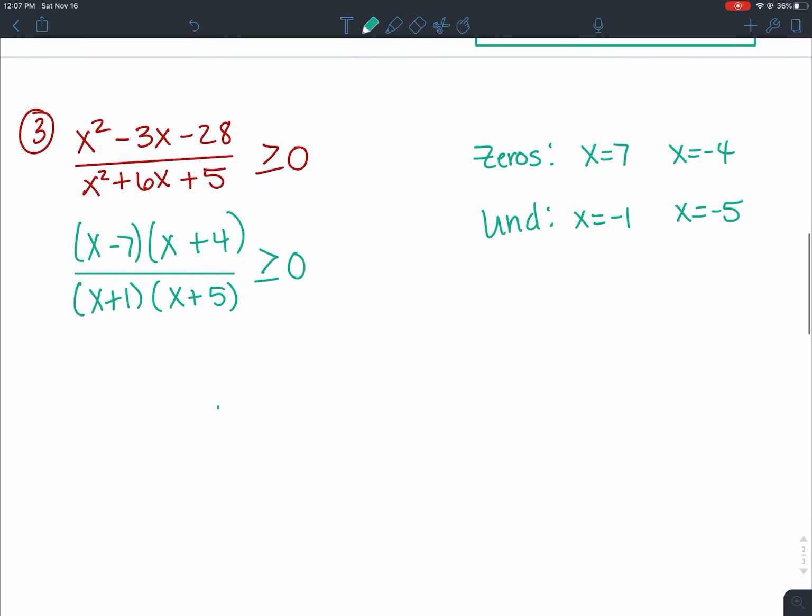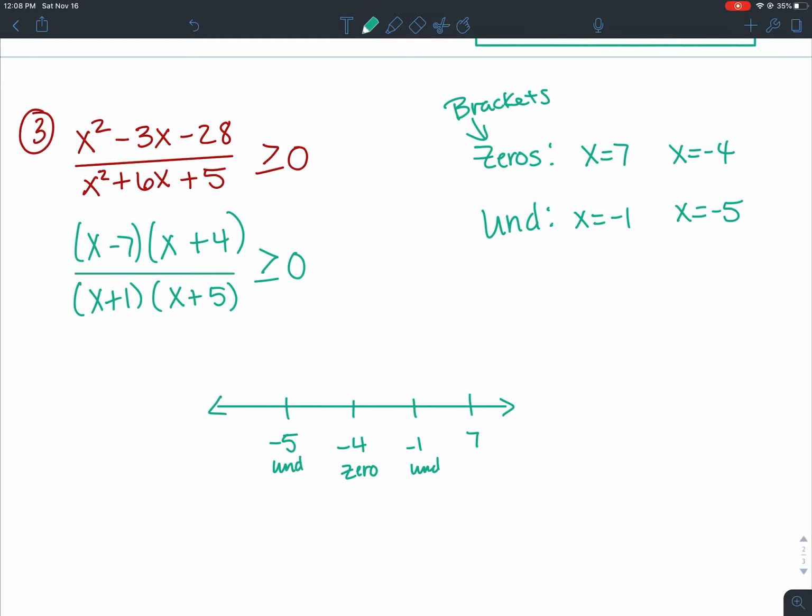And now I'm going to make my number line, my sign chart, as some people call it. So I'm going to label it. It's negative 5, and that's undefined because we got to worry about brackets in this one. Zeros are going to have brackets because it's greater than or equal to. All right. And then I'm going to put negative 4. That's my 0. And then I'm going to put negative 1. That's undefined. And then I'm going to put 7. And that is my 0.